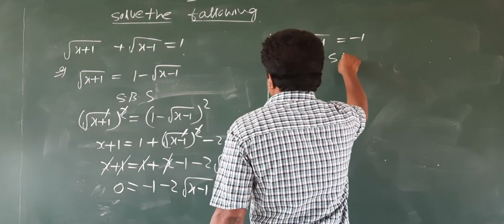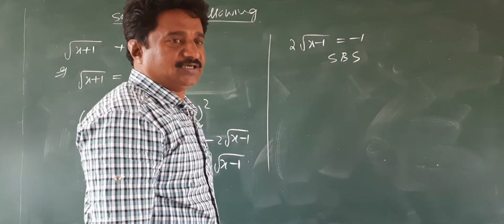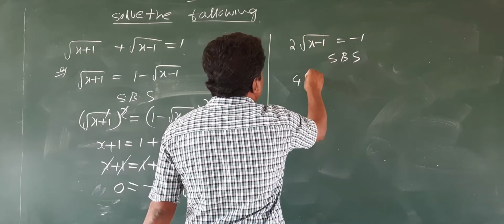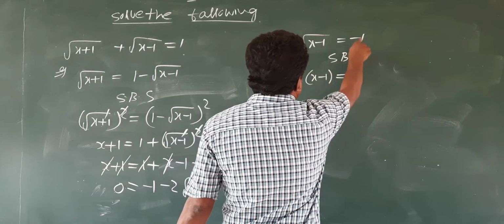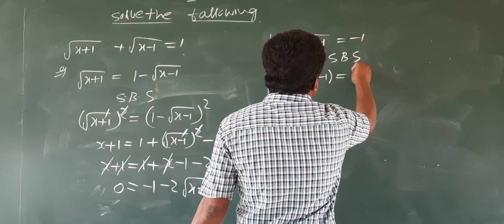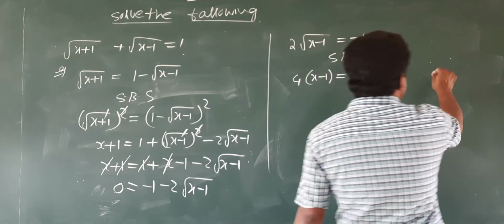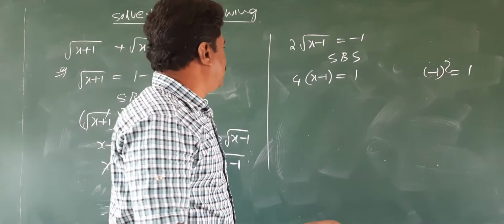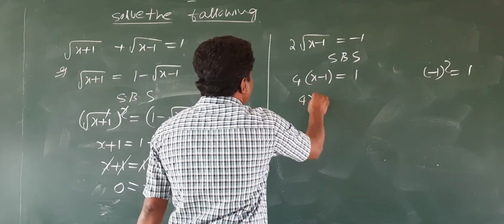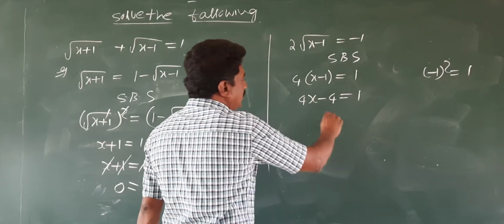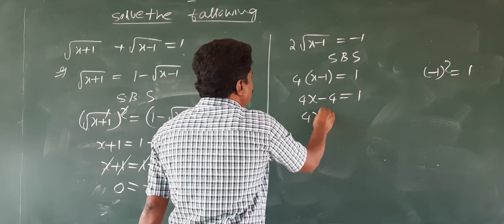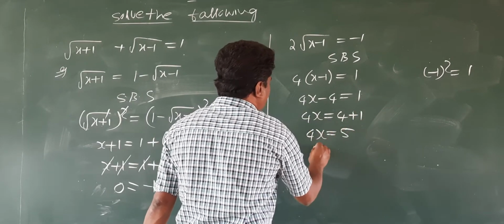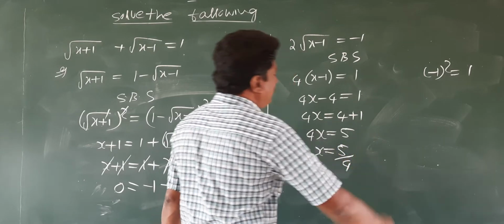Squaring both sides. Again you think of squaring both sides. So 2 square is 4. So root x minus 1 whole square is x minus 1. Minus 1 whole square, it is 1. How much is minus 1 whole square? It is 1. Minus 1 into minus 1 is plus 1. Multiply by 4. 4x minus 4 is equal to 1. Send that minus 4 to the right side. 4x is equal to 4 plus 1. 4x is equal to 5. x is equal to 5 by 4.